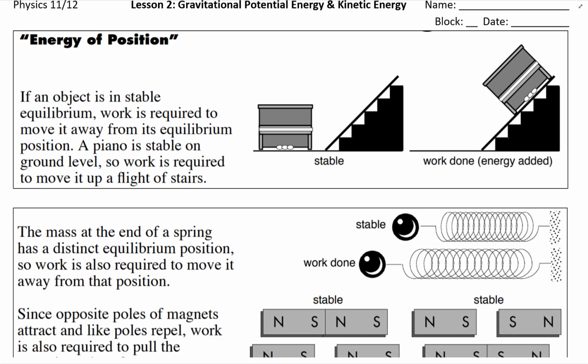So the energy of position. If an object is in a stable equilibrium, work is required to move it away from its position. So to push a piano up the stairs, you will have to add energy to it. A piano is stable on ground level, so work is required to move it up a flight of stairs. Okay?